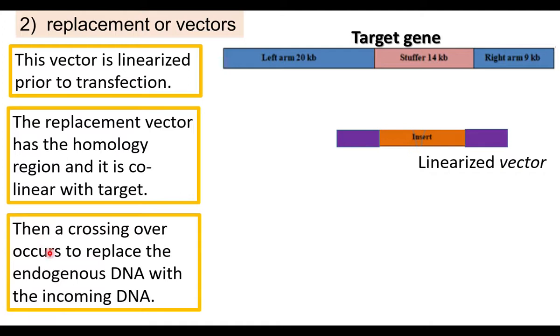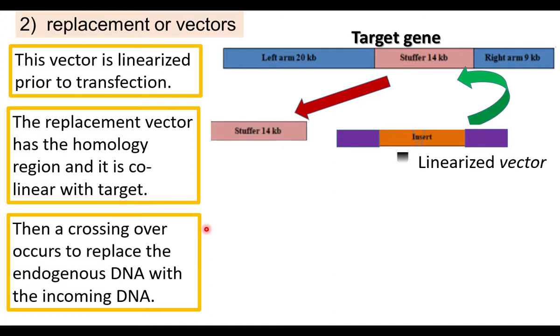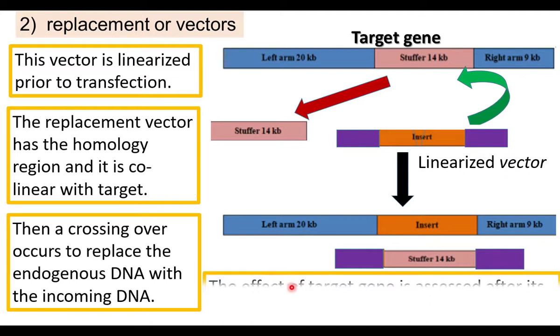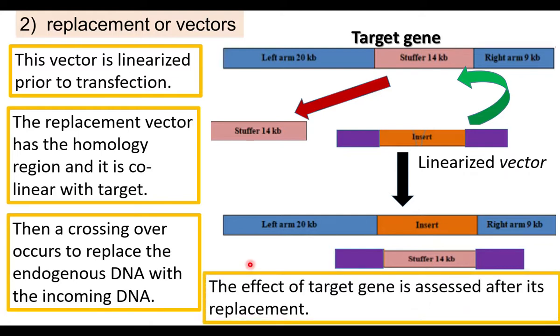Then a crossing over occurs to replace the endogenous gene with the incoming gene. This is endogenous gene inside the cell. This is incoming gene. This is replaced by incoming gene by exchanging or crossing over. This crossing over results in exchange of the gene. Here genes are exchanged between the homology region of vector and target gene. So the gene will be inoperative. The effect of target gene is assessed after its replacement.